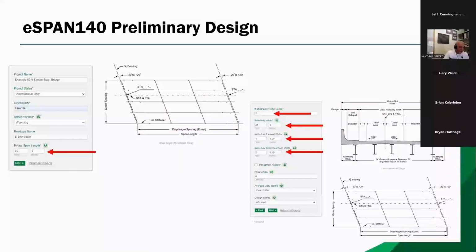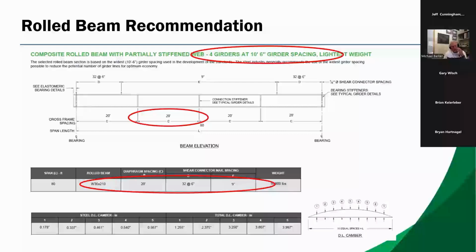E-span 140 is very easy to run. You go in and you put in the bridge length, and you put in the number of traffic lanes and how wide you want the roadway width and what your parapet widths and what your overhang that you'd like to use is, and it's going to come out with a couple designs here.